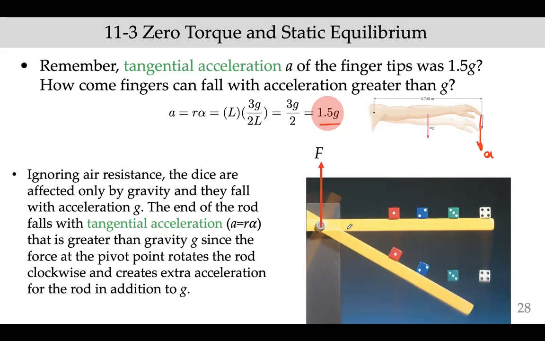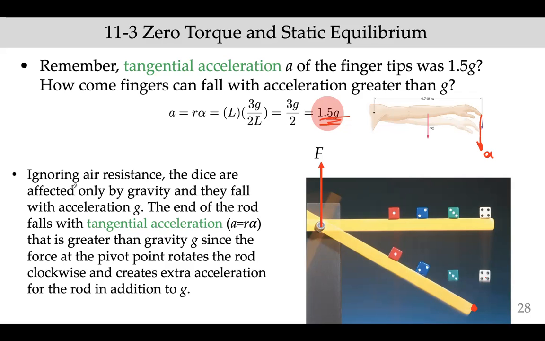Here we are going to explain it with this figure. You can think of this rod as the arm. It's the same idea. There are a couple of dice on it. As the rod rotates down, you can see that all of these dice fall with acceleration g. And you can see the tip of the rod, because it has more acceleration, falls down more than the dice. So how is it possible? How can something fall down with acceleration more than g?